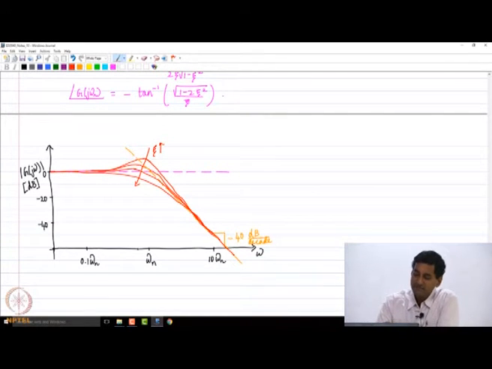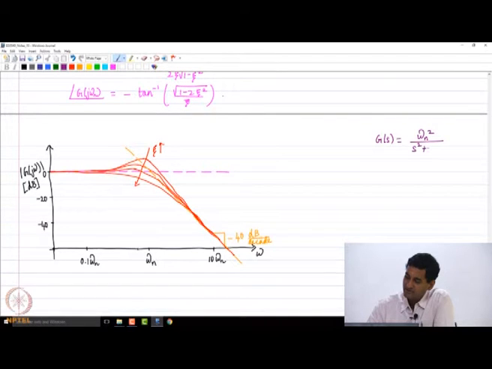So what do I mean by that? Let us consider the undamped system, omega n squared divided by s squared plus omega n squared. What is going to be G(jω)? It is going to be 1 divided by 1 minus omega squared by omega n squared, right? So what is the amplitude?